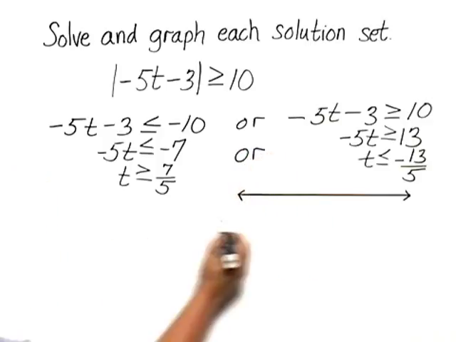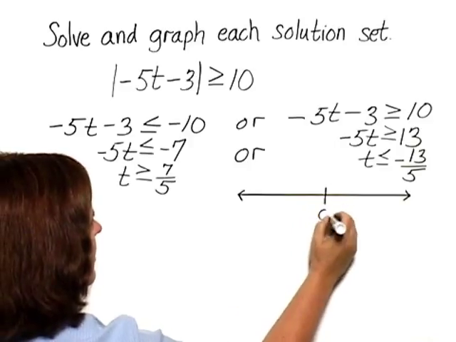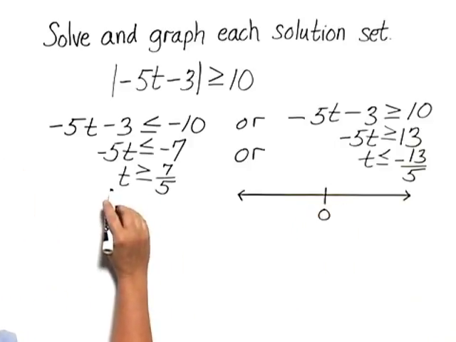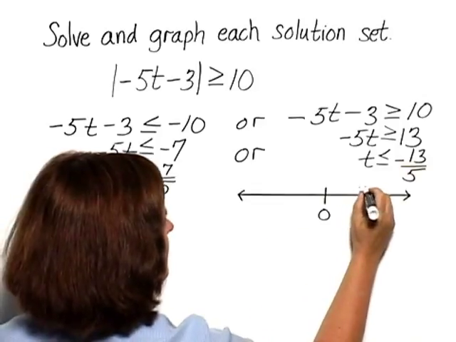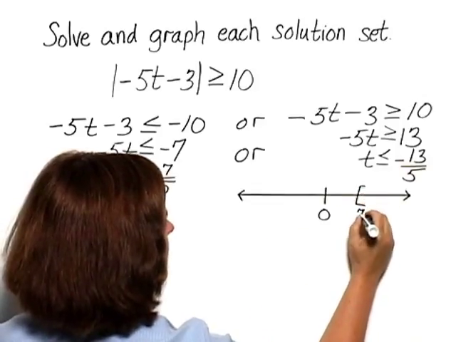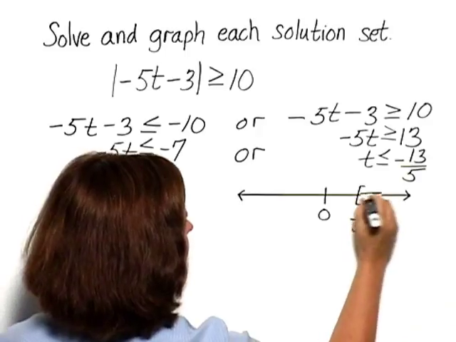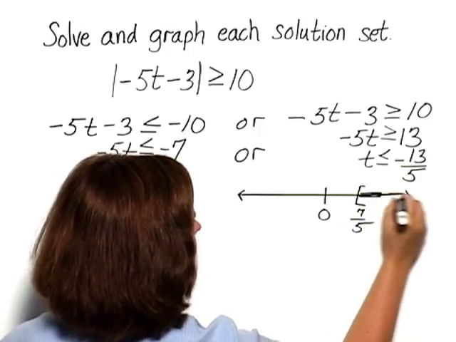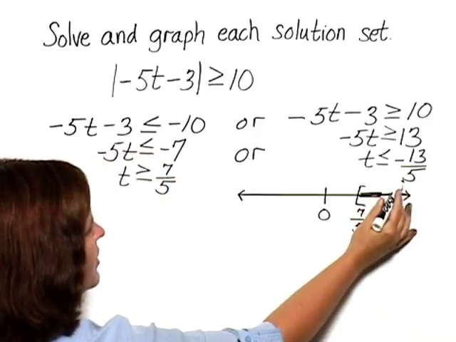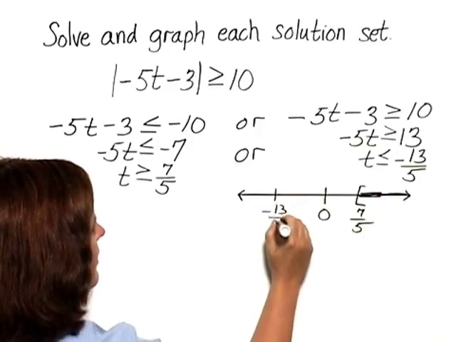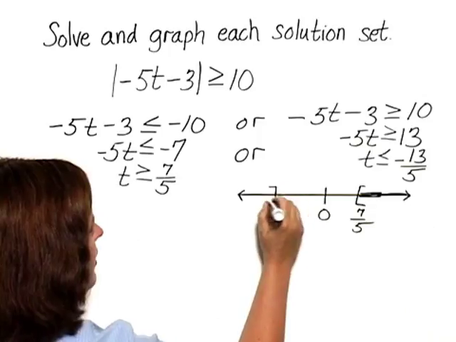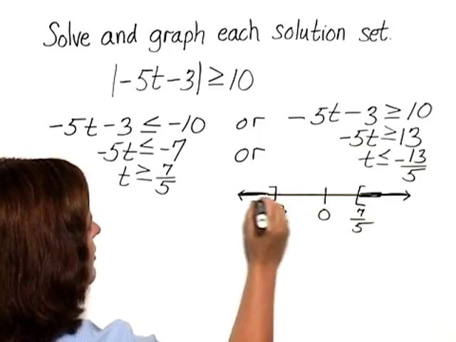So to graph these, I graph the set of all numbers that are greater than or equal to 7/5 and shade that in. And then the set of all numbers that are less than or equal to negative 13/5. Again, using a bracket and shade that section in the number line.